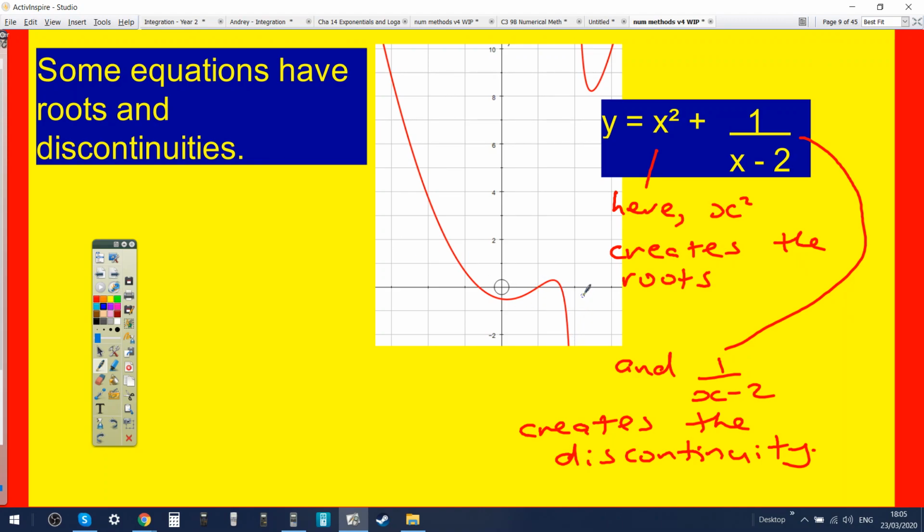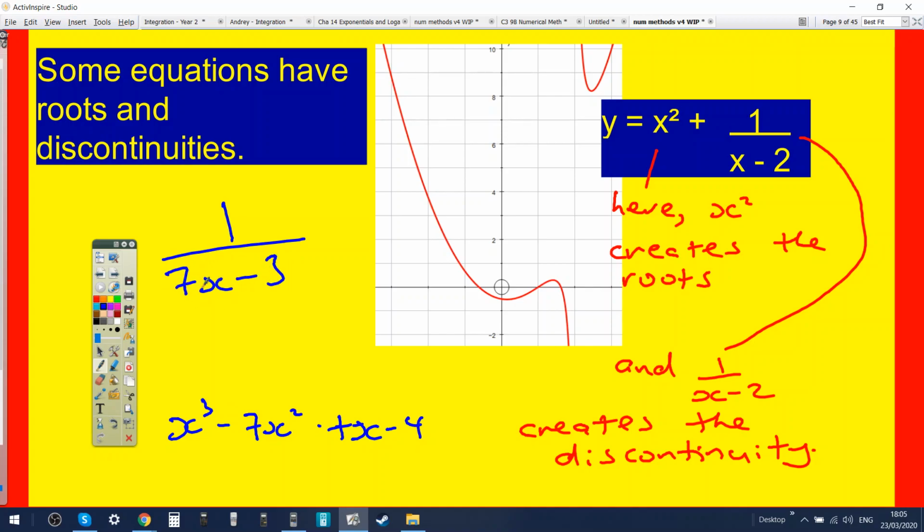Okay. So it's only like if you have a function like x cubed minus 7x squared, and so on, plus x minus 4. That's going to be continuous all the way through. It's only when you have something like 1 over 7x minus 3 that you have the potential to divide by 0. Whereas if there's no fraction, it's never going to happen.